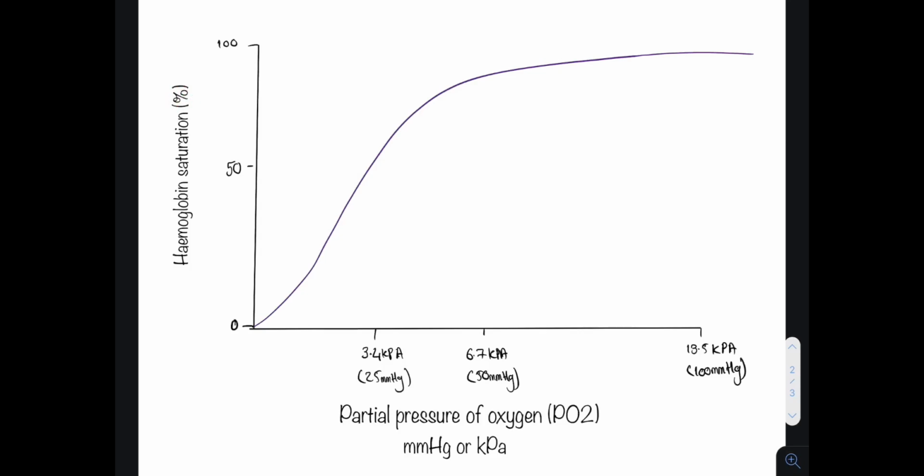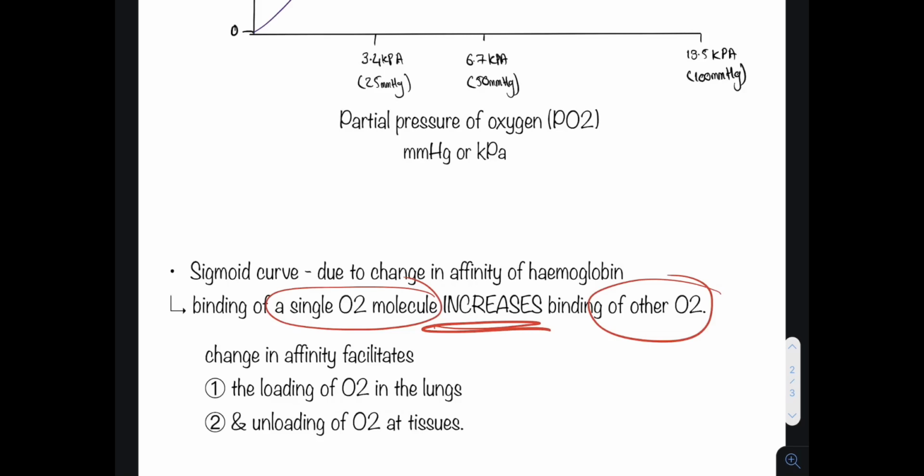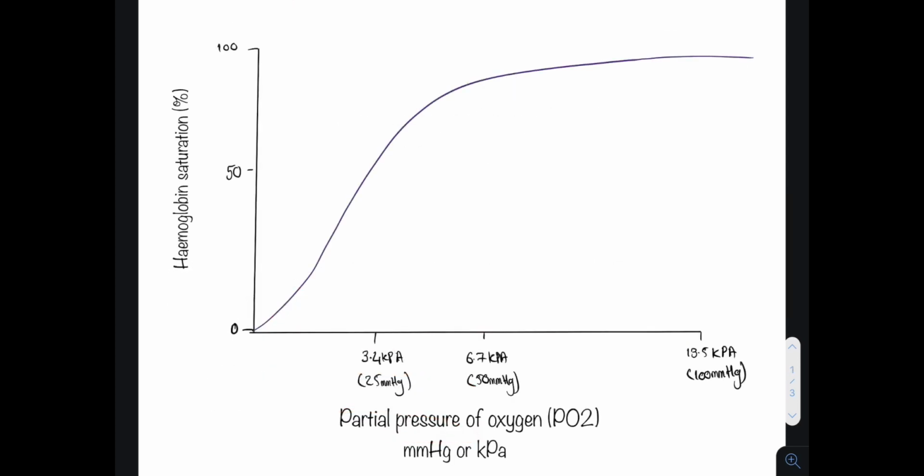And as we can see, and we've seen before, what you have here is a nice sigmoid curve. We've mentioned previously that this sigmoid curve illustrates the change in affinity of hemoglobin. So binding of a single oxygen molecule increases the binding of another oxygen molecule. The change in affinity is very important because it facilitates the loading of oxygen in the lungs and the unloading of oxygen at tissues. Let's see from the graph how this varies.